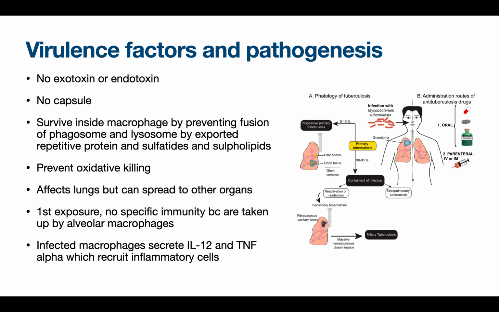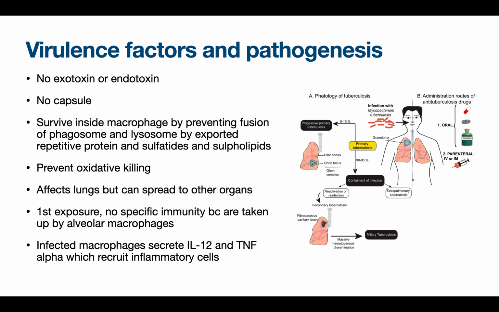So how is it virulent, and what are the virulence factors, even though it has no exotoxin or endotoxin or capsule? Well, first, it survives inside the macrophages by preventing the fusion of the phagosome and the lysosome, and by exporting repetitive proteins, sulfatides and sulfolipids. It also prevents oxidative killing, and it affects the lungs but can spread, of course, to other organs.